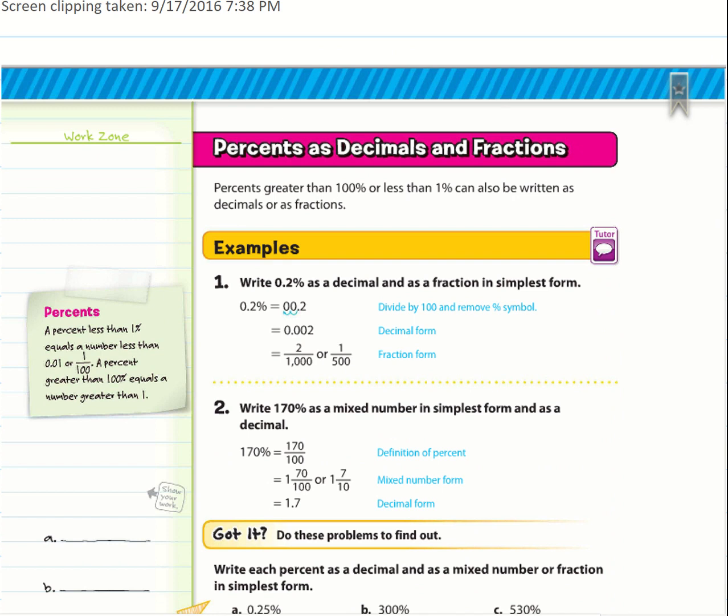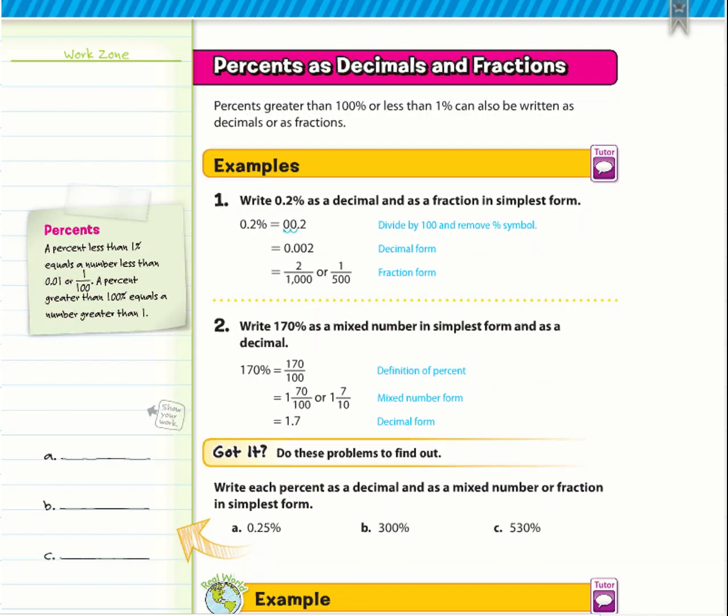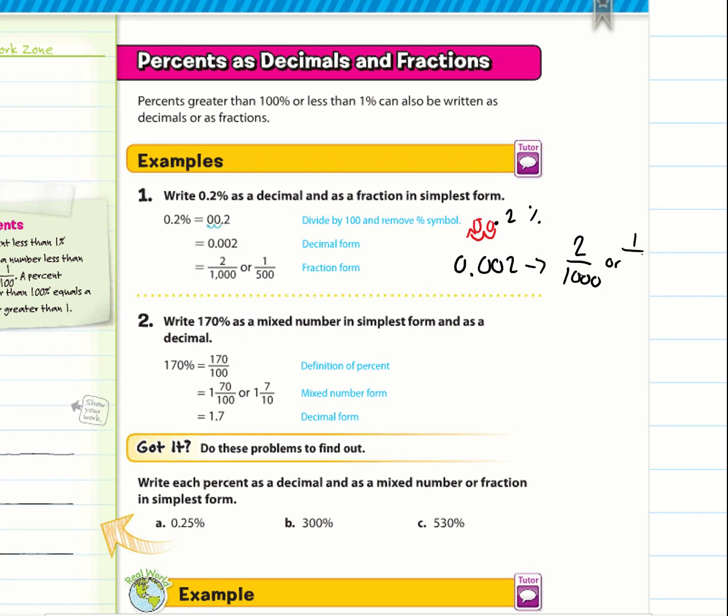So percents that are greater than 100% or less than 1% can also be written as decimals or fractions. So example 1, oh my goodness, I cannot talk. Write 0.2% as a fraction in simplest form. So if I have 0.2%, same rules apply, twice to the left. So my new number, I'm going to fill in my zeros to help us out, is 2 thousandths, and we know 2 thousandths as a fraction is going to be 2 over 1,000, or if we reduce, 1 over 500.